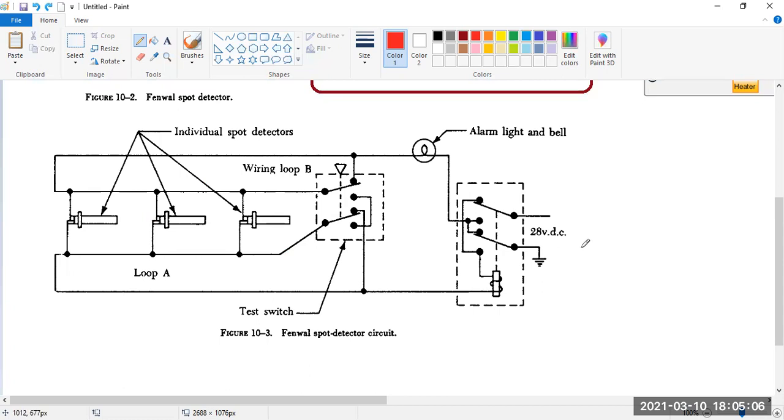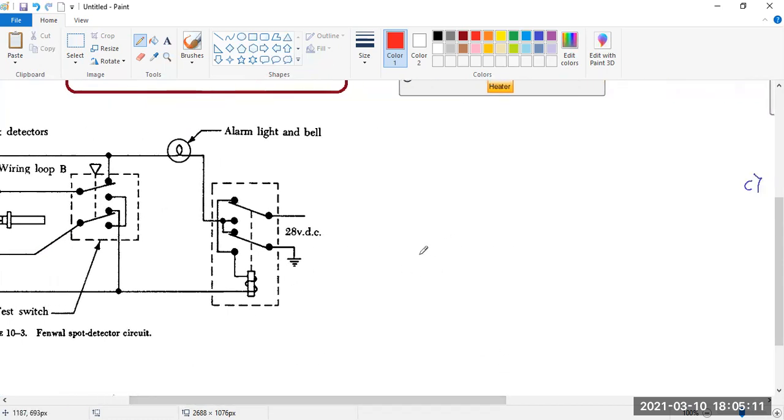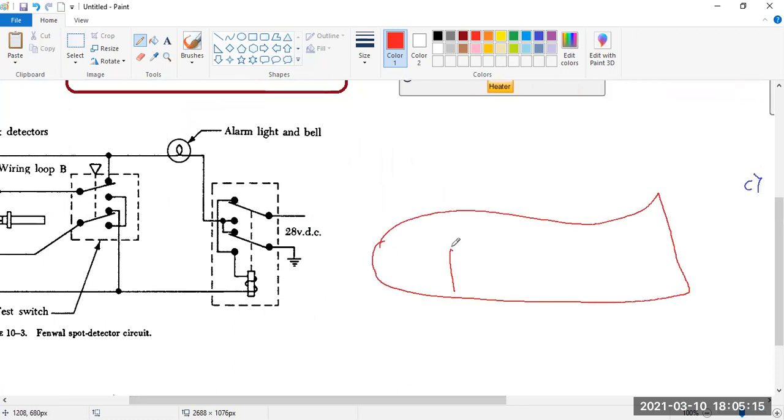Now see, suppose this is my aeroplane. Inside the aeroplane, let us say this is the cargo compartment. This is a cargo aircraft. I can have a detector here, right? But what if the fire starts at this place? Till the fire reaches this detector, there would be a lot of time delay, which can be very fatal in this case. So what we do is we install detectors at regular intervals.